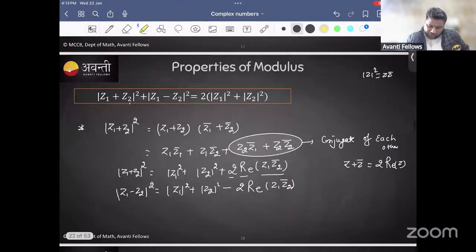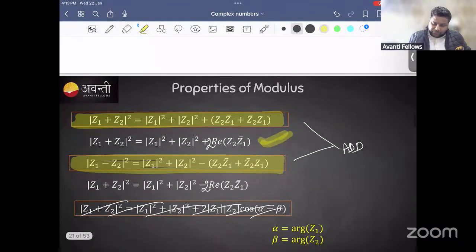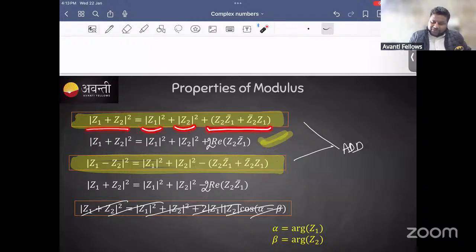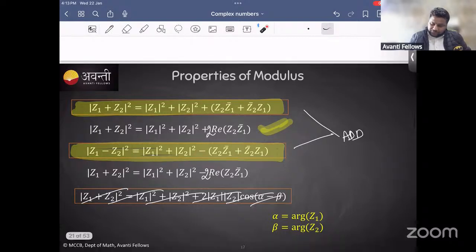Similarly, there are a few more properties of modulus. I have given proof of them also. If you see, magnitude of z1 plus z2 whole square is mod z1 square plus mod z2 square plus z2 z1 bar plus z1 z2 bar. Very important. And magnitude of z1 minus z2 whole square is mod z1 square plus mod z2 square minus (z2 z1 bar plus z1 z2 bar). Fair enough?